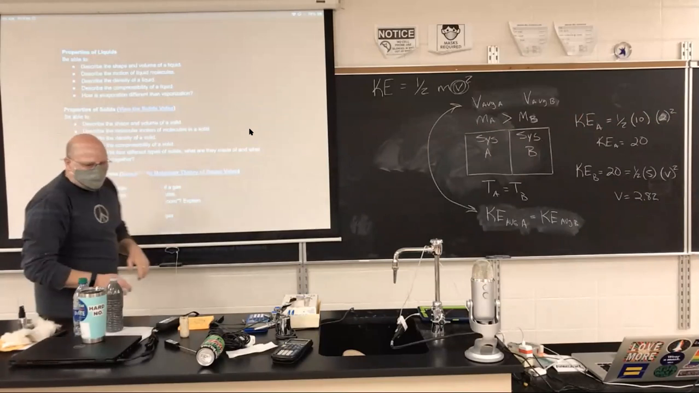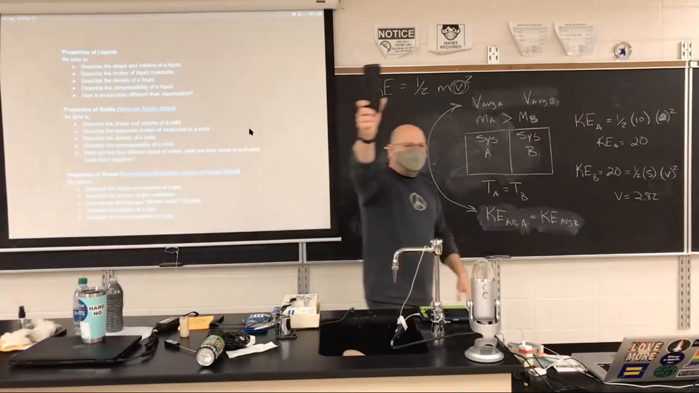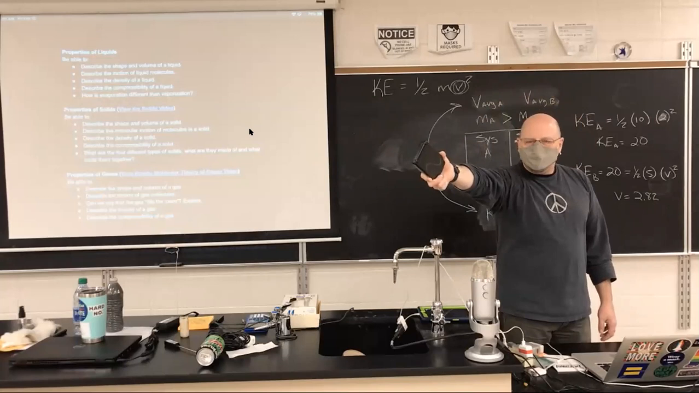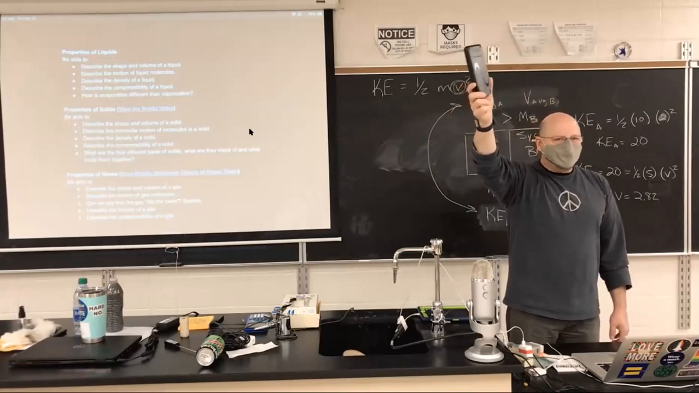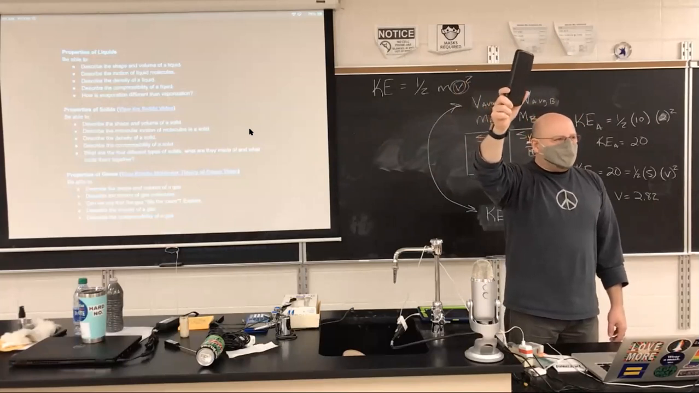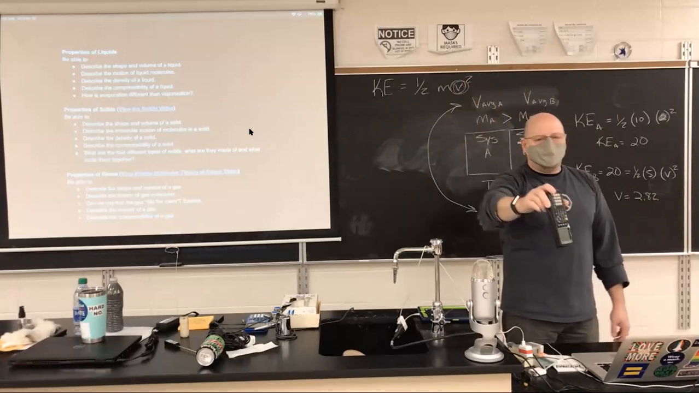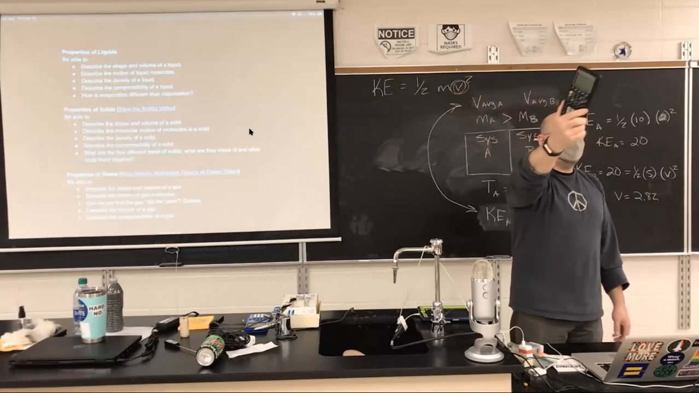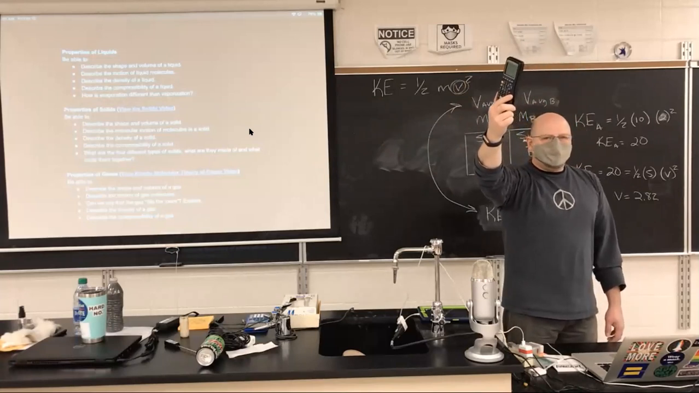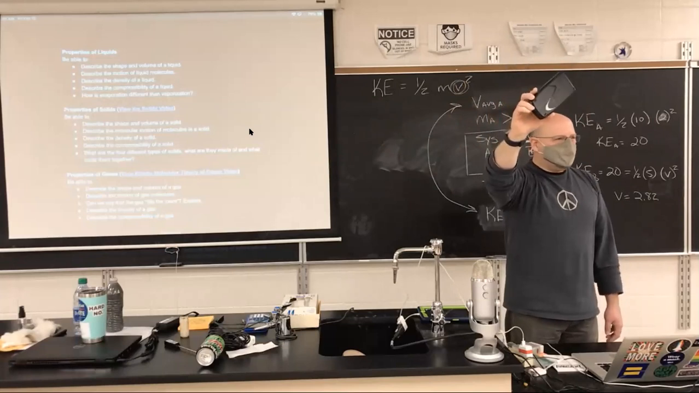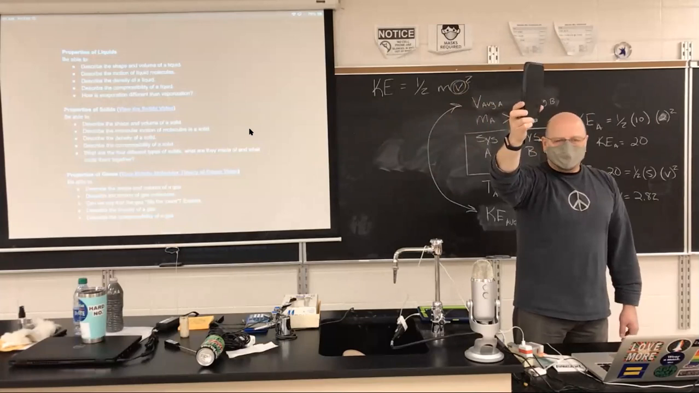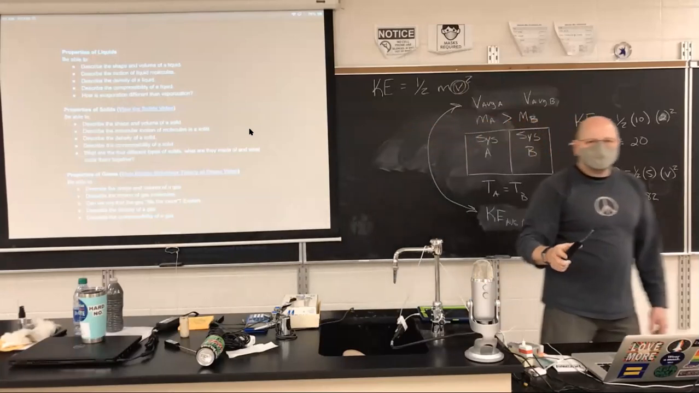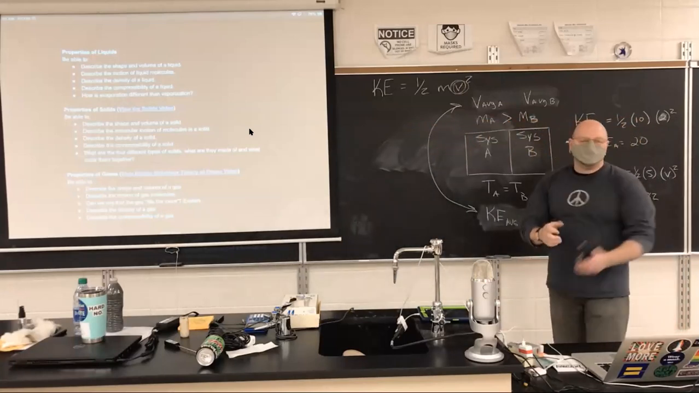But if I've got this calculator, it's a solid. What can we say about its shape? It doesn't change. It's got a definite shape. What about the volume? If I wanted to ruin it, I could dump it down into water, and we could use the water to measure the volume change. What's the volume of this? Is it changing? So it's constant. Solids are going to have a definite shape and a definite volume. Those things aren't going to change, unless you do something to them.